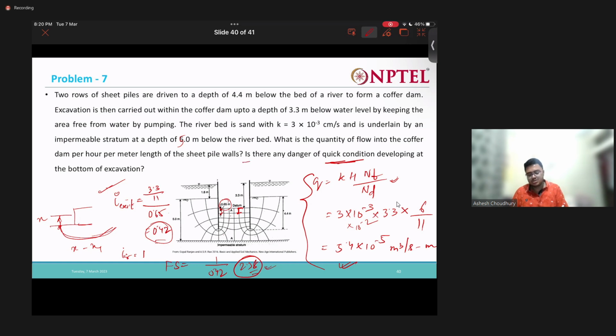What will be the answer to this question? Is there any danger of quicksand condition developing at the bottom of the excavation? The answer will be no, there is no imminent danger of any quicksand condition developing at the bottom of the excavation, though a factor of safety of at least 4 to 5 is prescribed. Okay, I hope this was clear. So with this we will end today's discussion.